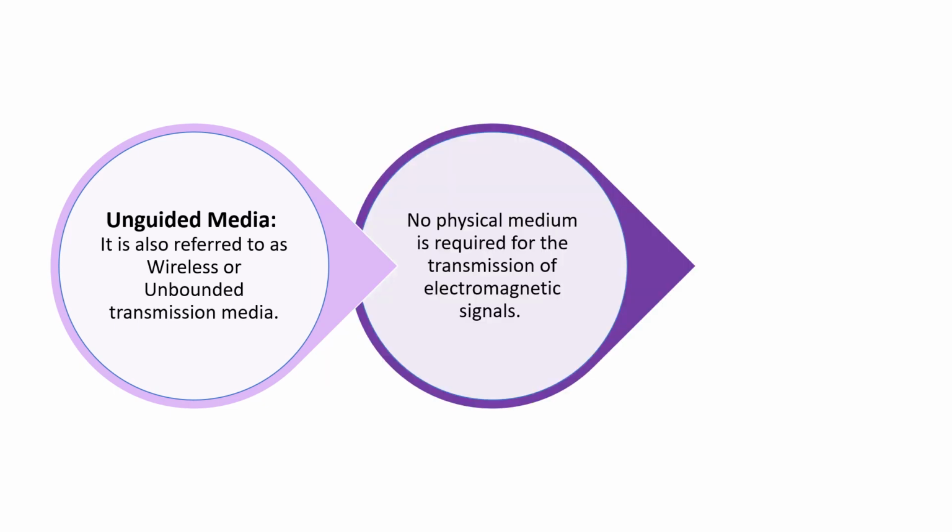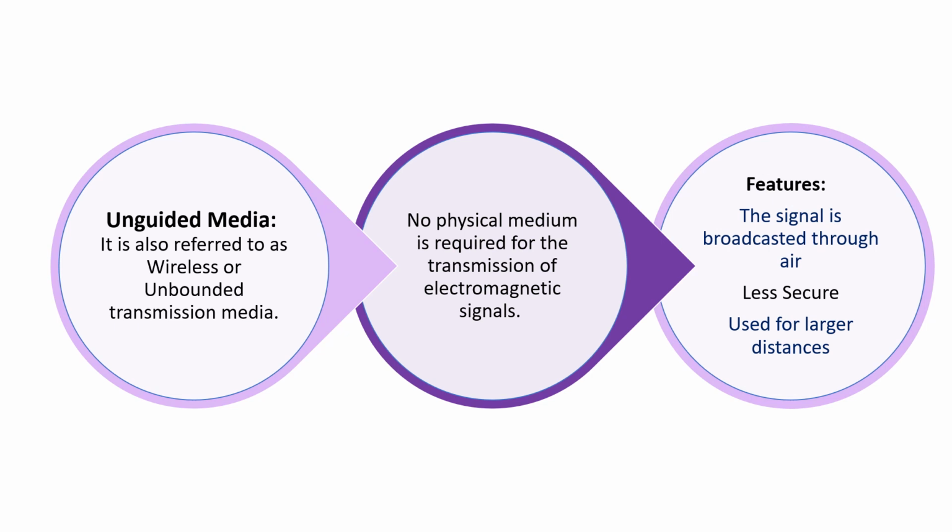And next we can move to the unguided media. That is also referred to as wireless or unbounded transmission media. Here no physical medium is required for the transmission of electromagnetic signals, and the features are that the signal is broadcast through air and is less secure, and these are used for larger distances.